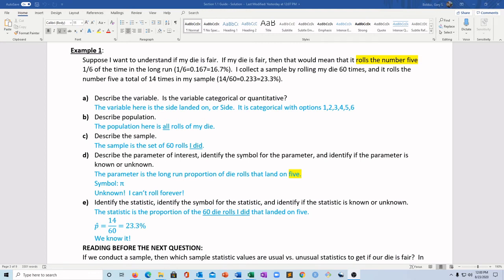In today's video, we're going to be looking at the section 1.1 guide, and we're going to be going through the examples. So example 1, we're looking at a die and trying to understand if it's fair.